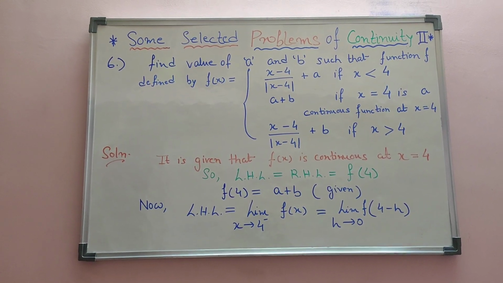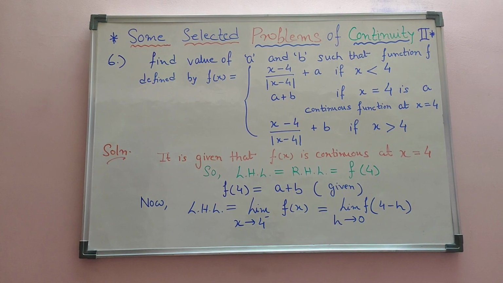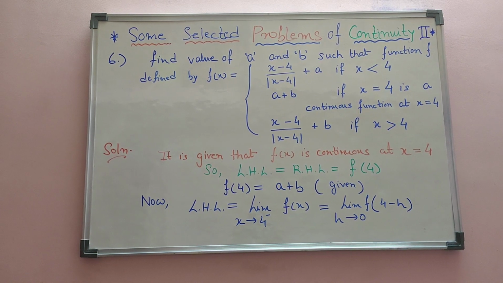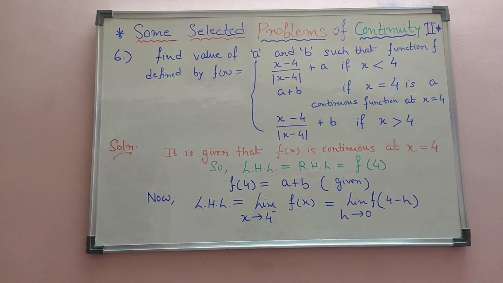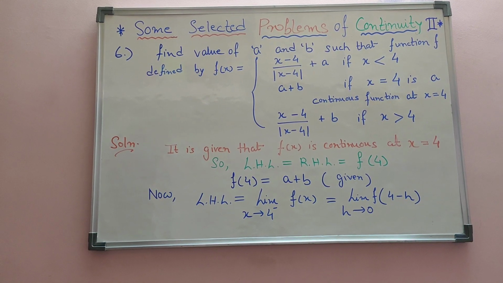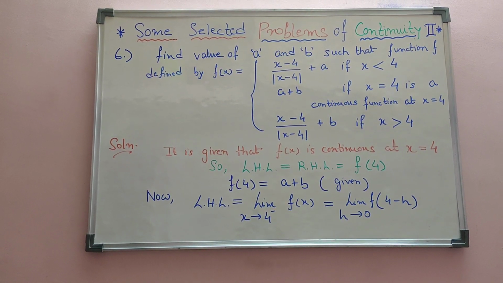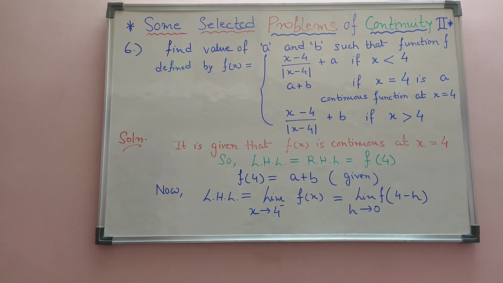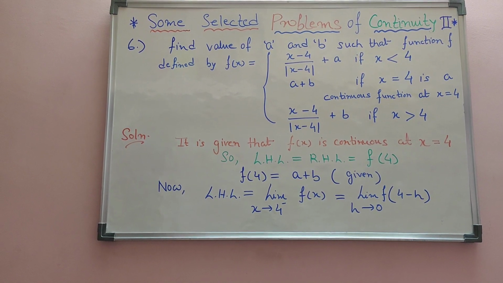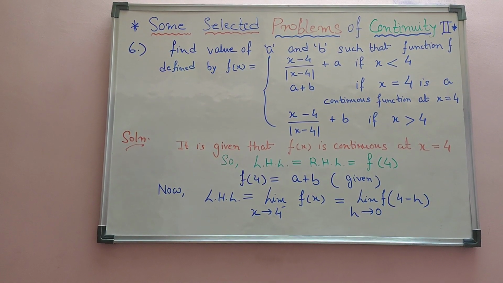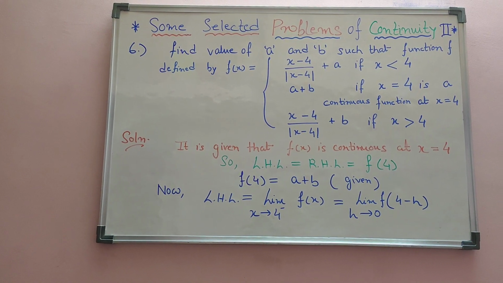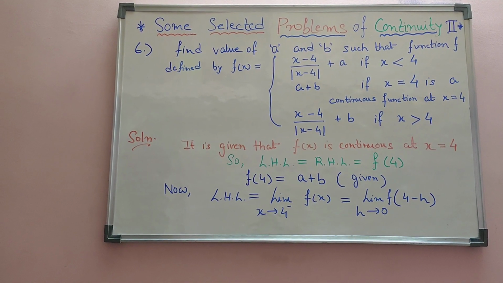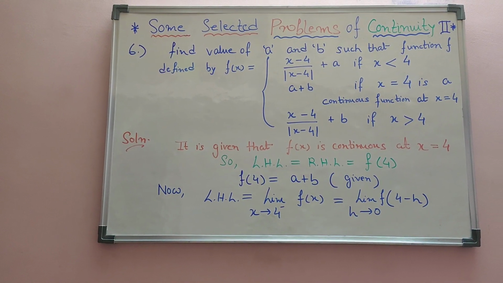Next problem I am taking. Find the value of a and b such that the function defined by f of x equal to x minus 4 upon mod of x minus 4 plus a if x is less than 4, f of x equal to a plus b if x equal to 4, and f of x equal to x minus 4 upon mod of x minus 4 plus b if x is greater than 4, is a continuous function at x equal to 4.